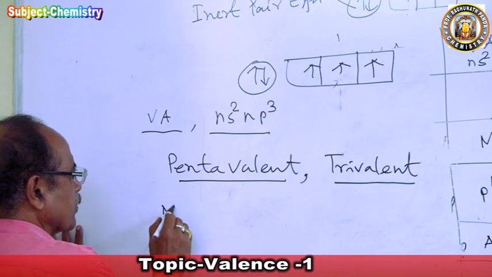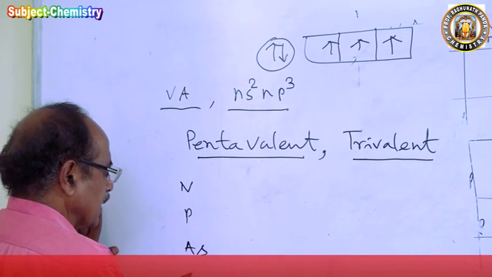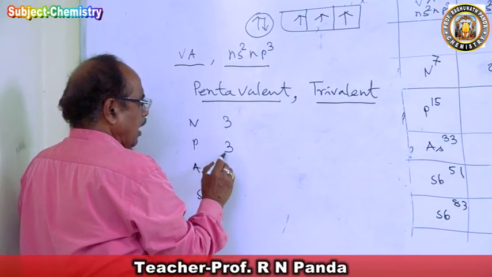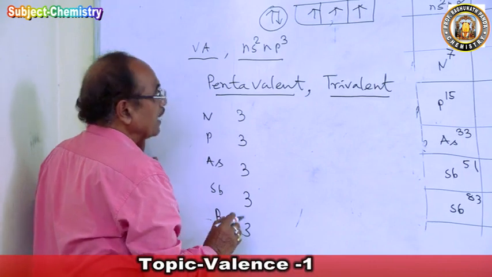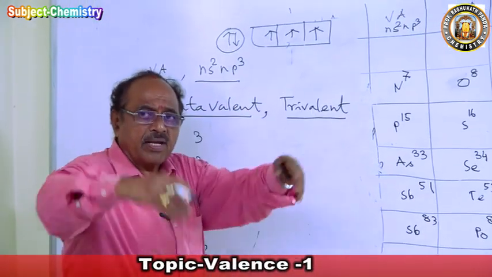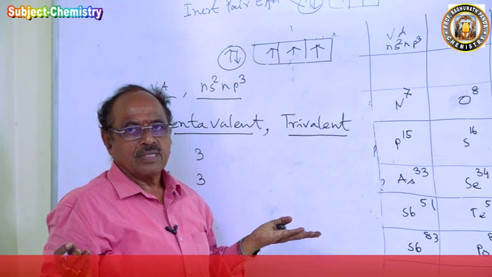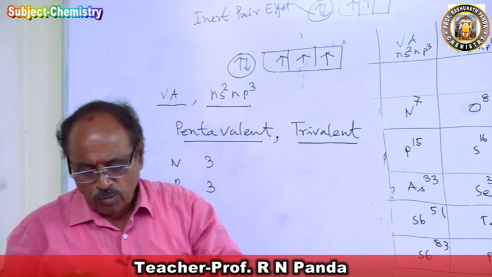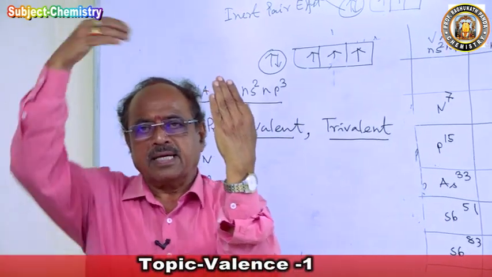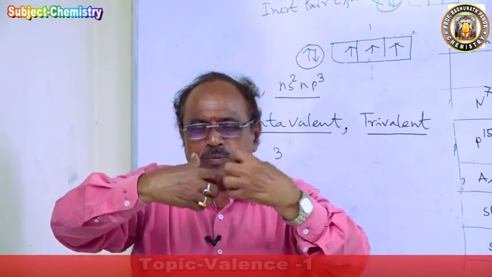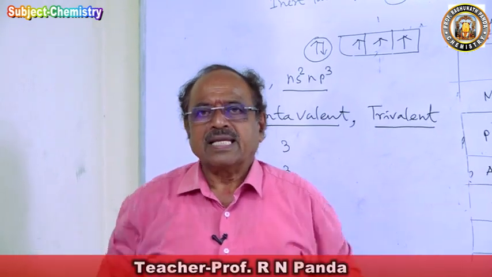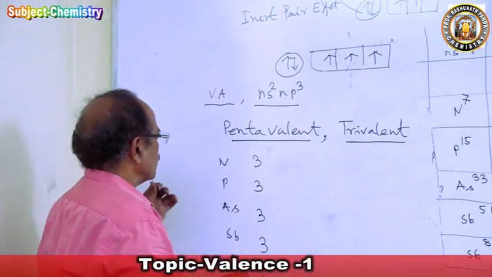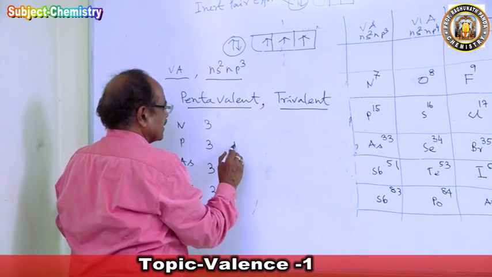If you come to nitrogen, phosphorus, arsenic, antimony, bismuth, their valency is 3. All of them will exhibit valency 3. Why? 3 unpaired electrons are there. They can take part in chemical combination. After that, 2 electrons are paired, so you have to unpair them and then allow them to react. That will take time. When we want a higher valency state, they can also exhibit the pentavalent state.